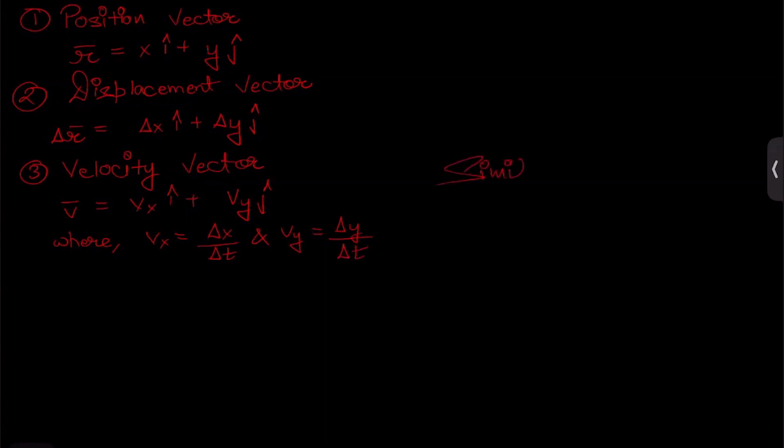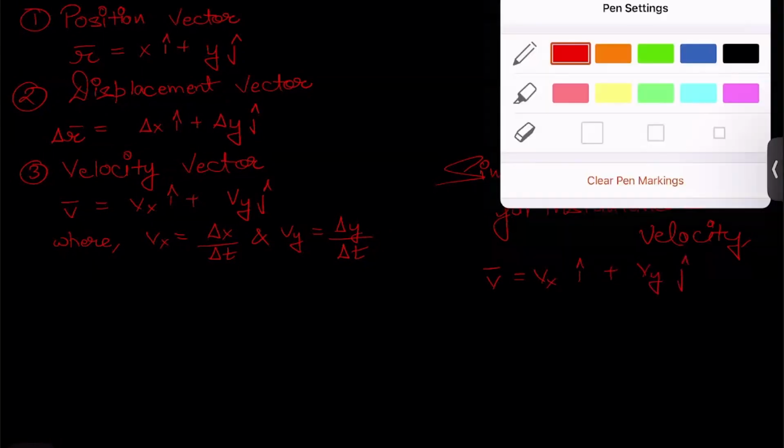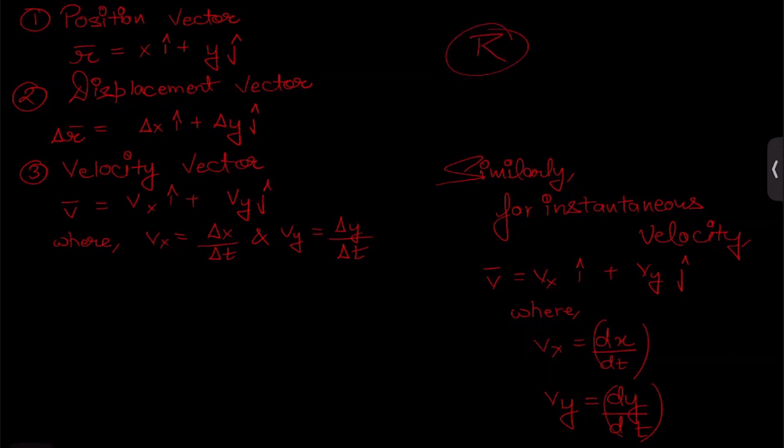Similarly, for instantaneous velocity, we can write again v bar is nothing but equal to vx i cap plus vy j cap, where vx is nothing but equal to dx by dt and vy is nothing but equal to dy by dt. Okay, so these are all the expressions which we obtained in this example. We also understood the complete relation of calculation of resultant r and angle theta if we need to add two vectors, and that is the end of today's lecture.